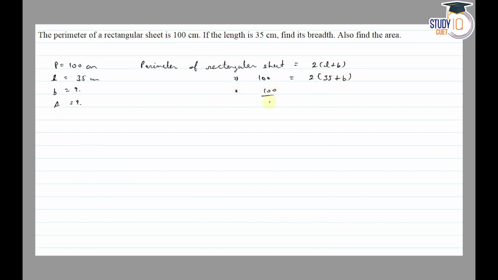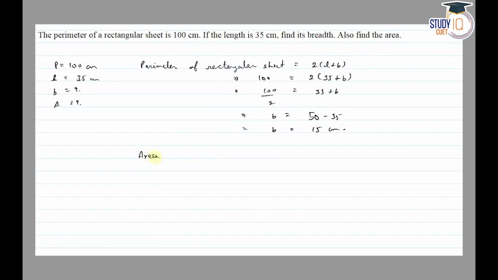तो 100 बाई 2 इज इक्वल टू 35 प्लस b. सो ब्रेड्थ इज इक्वल टू 50 माइनस 35. सो ब्रेड्थ इज इक्वल टू 15 सेंटीमीटर. देन हमें एरिया फाइंड आउट करना है.